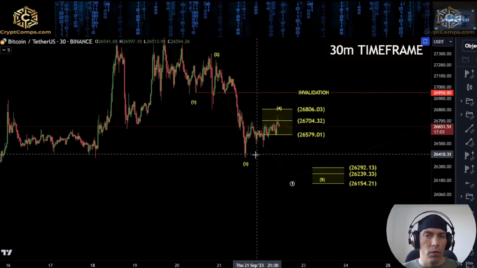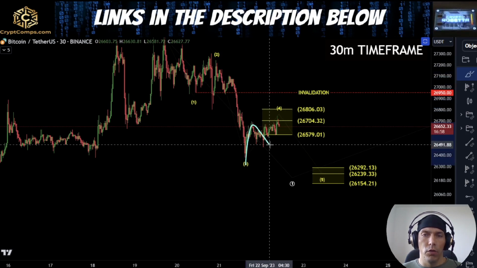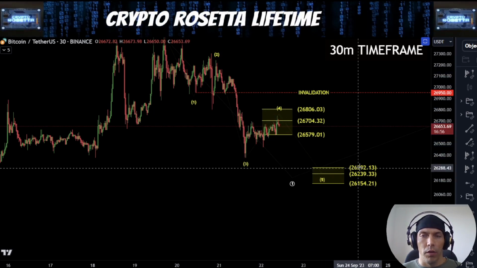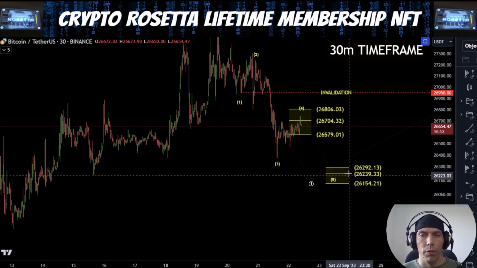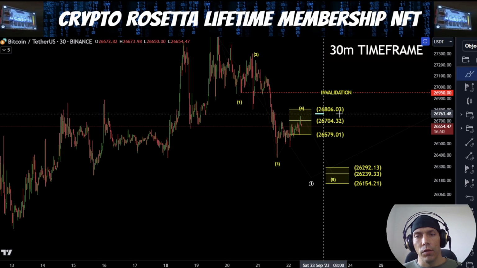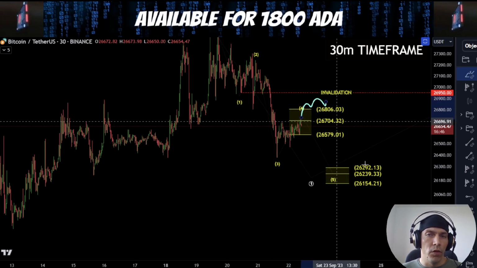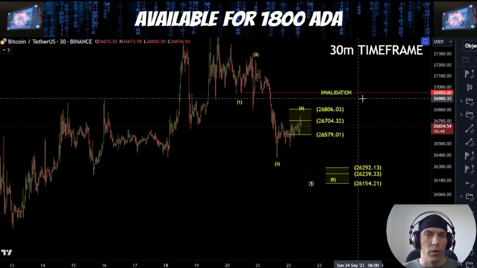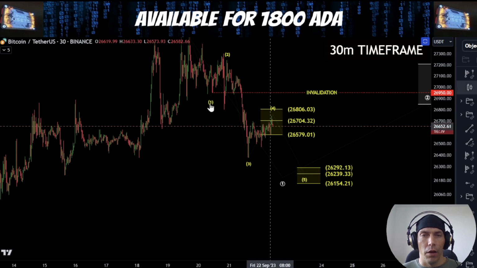But it is also possible, because this would have been a more complex wave 2, that this could just be simple, and then we get this breakdown. Now, the target area for this would be 26,292 to this 26,154. We'd be expecting this level to hold here, this 26,806. A sustained break above this would actually indicate that potentially something else is going on. Invalidation of this comes by crossing 26,950.